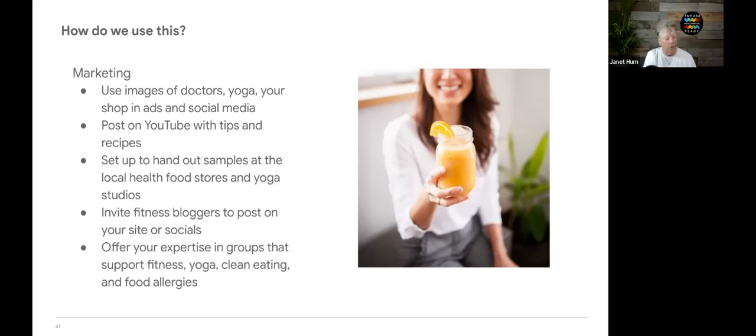You want to invite fitness bloggers to post on your sites and your social media because they trust fitness gurus. And you want to offer your expertise in groups that support fitness, yoga, clean eating, and food allergies. So by focusing your marketing towards the commonalities of those 3 personas, you are now reaching the appropriate customer with your messaging and driving them to your website and hopefully into your smoothie establishment.